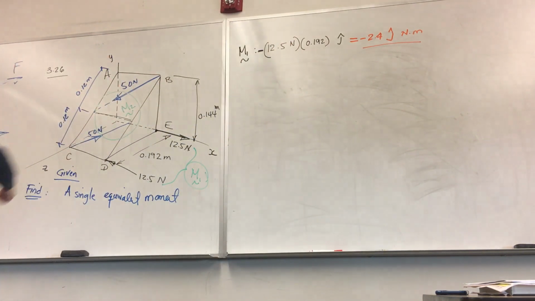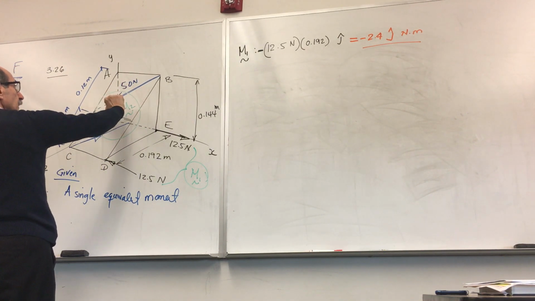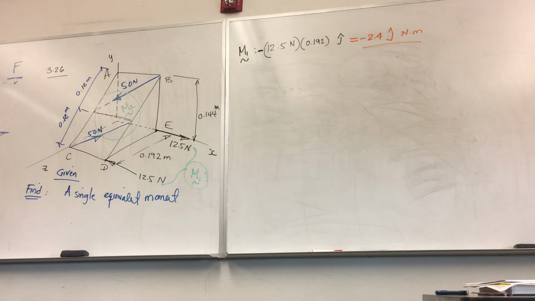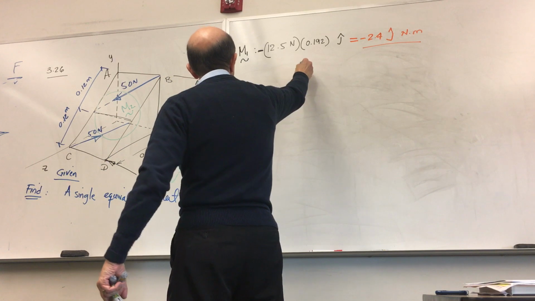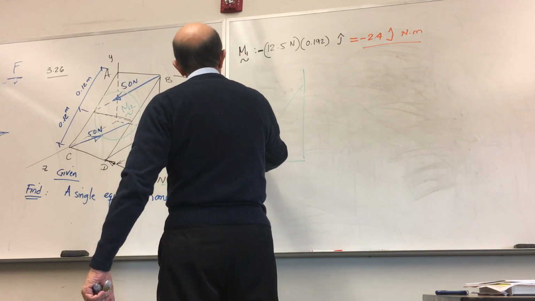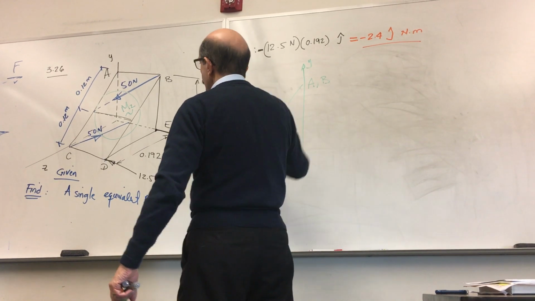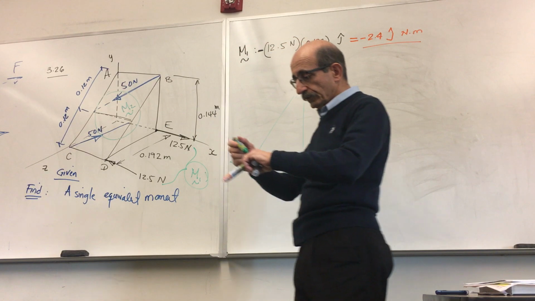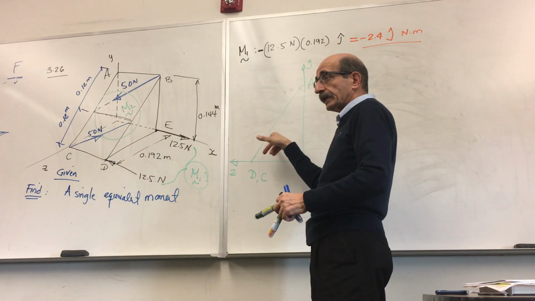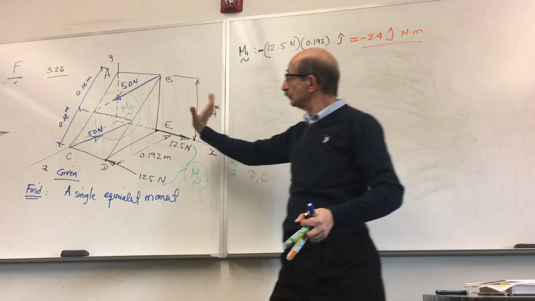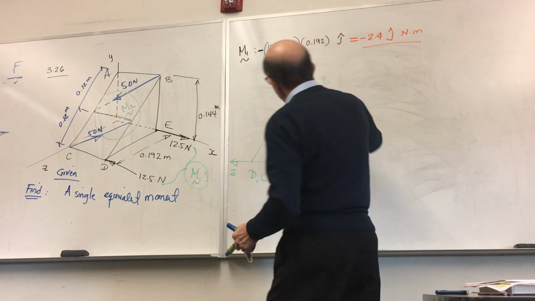How about M2? M2 also forms a couple. The moment resulting from this couple is perpendicular to the plane of action of these two forces. If I look at this plane from this angle, this is B and A, this is D and C, or this is the Y axis and this is the Z axis. The couple acting perpendicular to this line is directed outward, perpendicular to this plane.